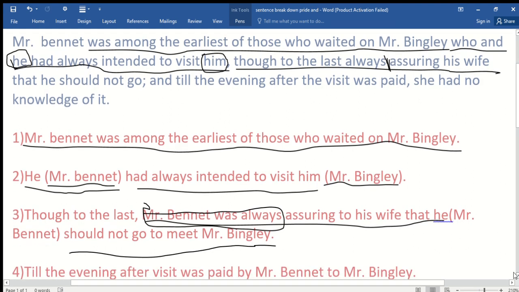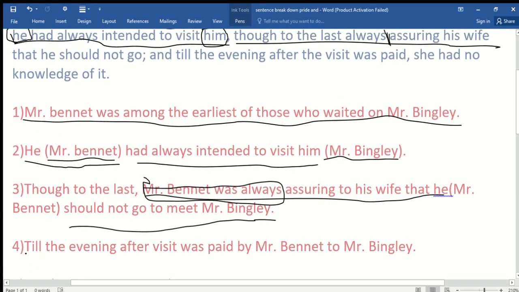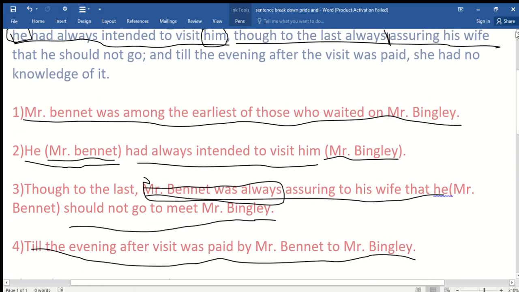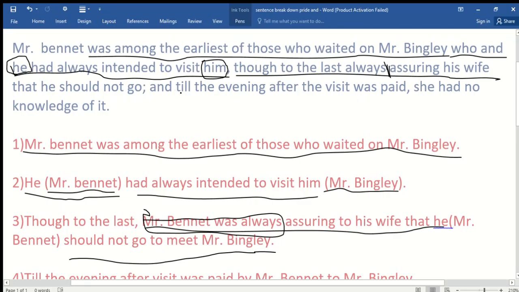Now let's come to the next part of this sentence. It's saying till the evening after the visit was paid by Mr. Bennet to Mr. Bingley. Here the visit was paid is in the passive voice, and it's not saying who paid the visit to whom. So that has been removed to shorten this sentence, and it can be ascertained by the context.